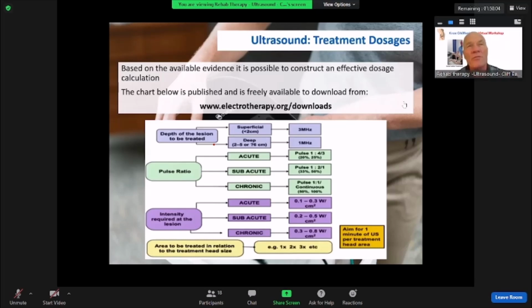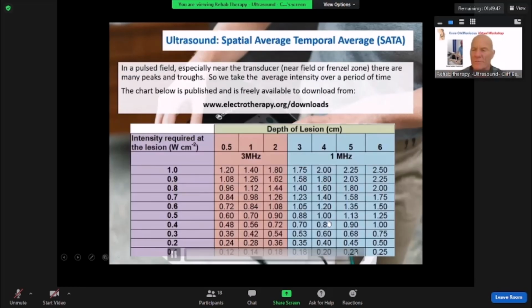Now, a lot of the literature states that for therapeutic benefit, you don't really need to go above 0.5 watts per centimeter squared at the lesion. Okay, so here's that SATA table.